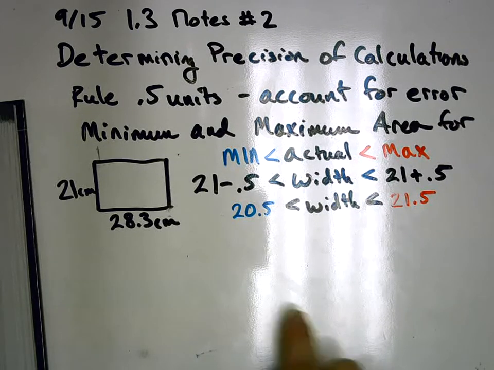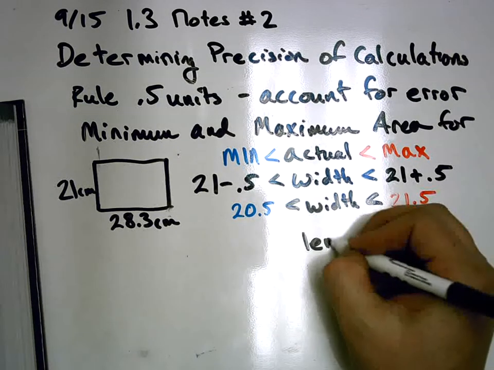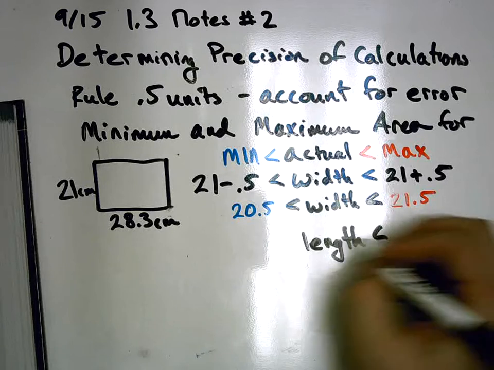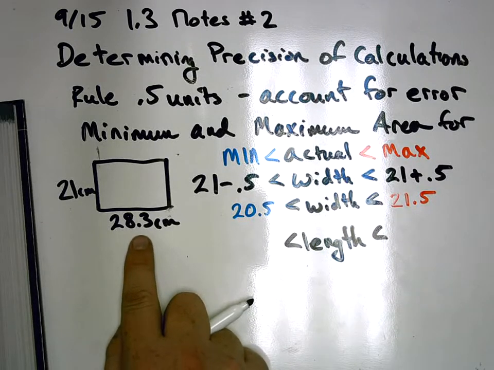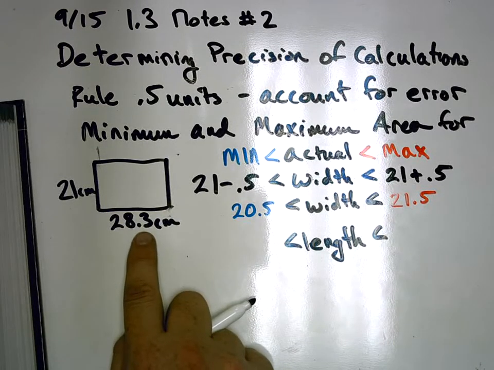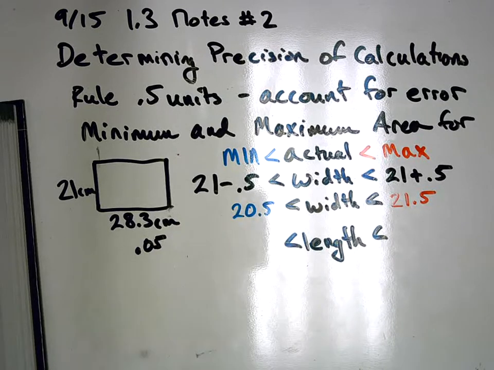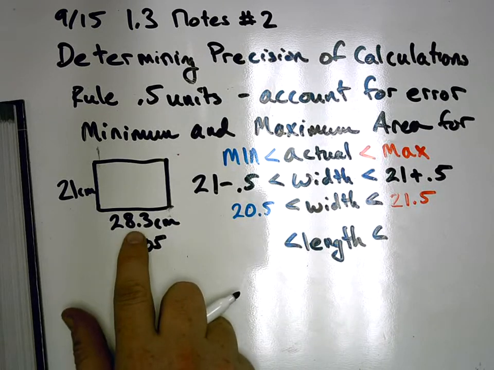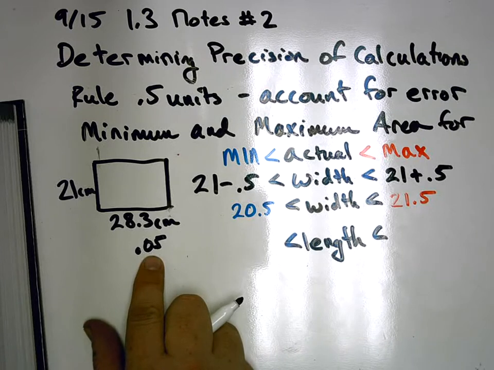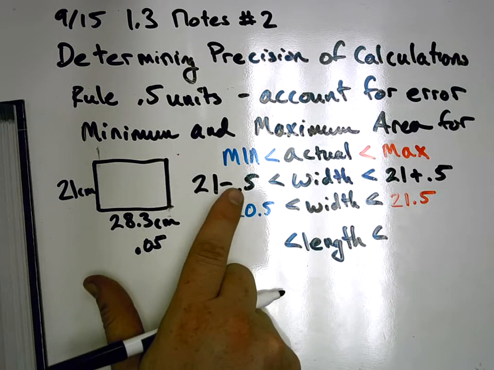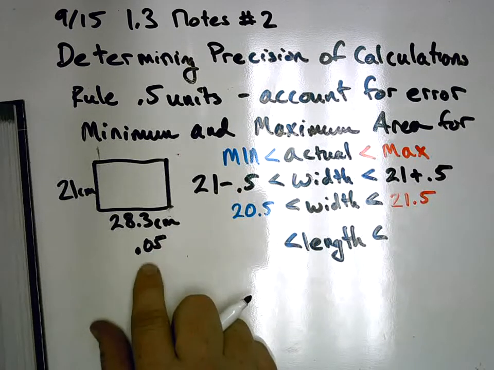Let's do the same thing for length here. Now, because they measured out to the first decimal place, our half unit here is actually going to be half of whatever this unit is, 0.05. So since they measured it more accurately here, the error is smaller. Instead of having a whole half a centimeter as an error like we did for the width, now we only have half of 1/100th of a centimeter. Okay?